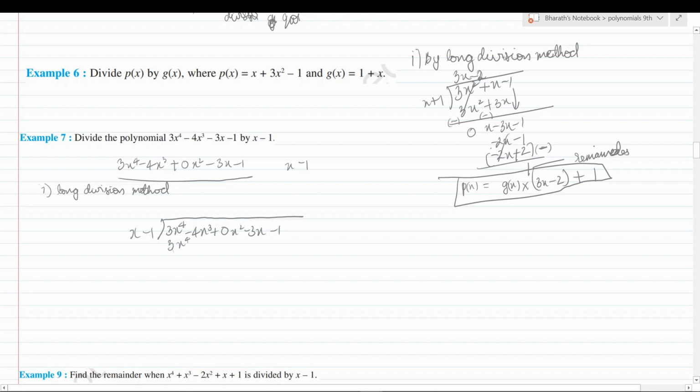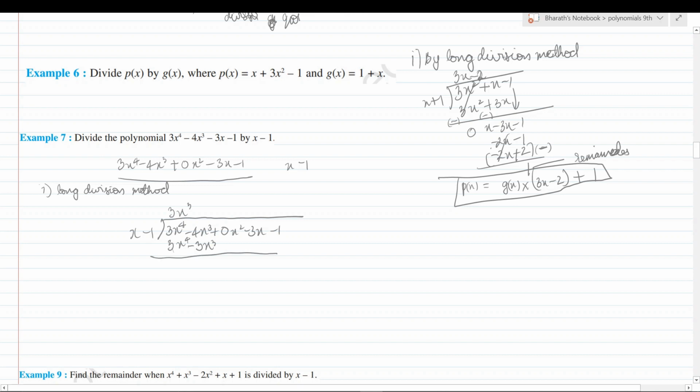So we have to get 3x power 4. Which term is required to multiply with x so that we get 3x power 4? Simple, 3x cube. When we multiply 3x cube into x, we get 3x power 4, and we get minus 3x cube.